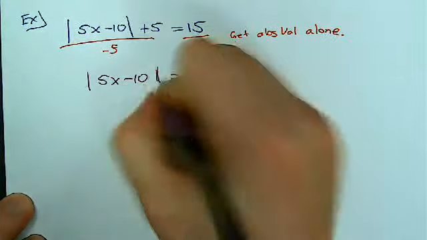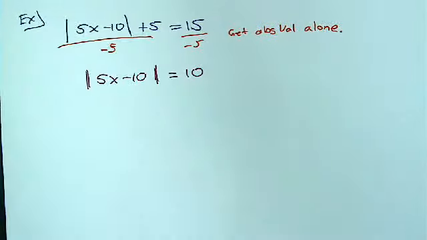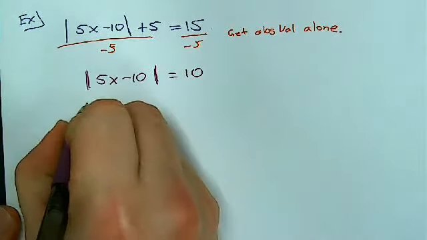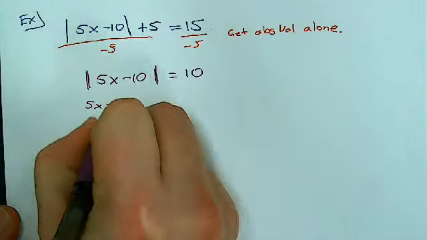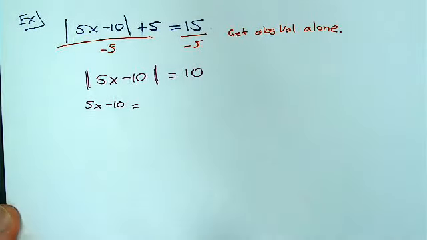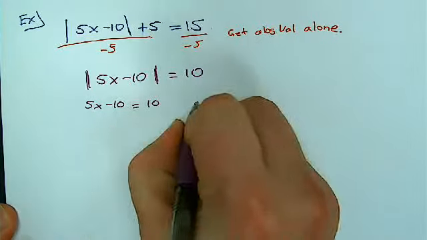So there I'm left with that. Now all I have is an absolute value, so to get rid of that part of the equation is where I have to write my cases out. So either 5x minus 10 is equal to, what are my two outcomes? 10 or negative 10?